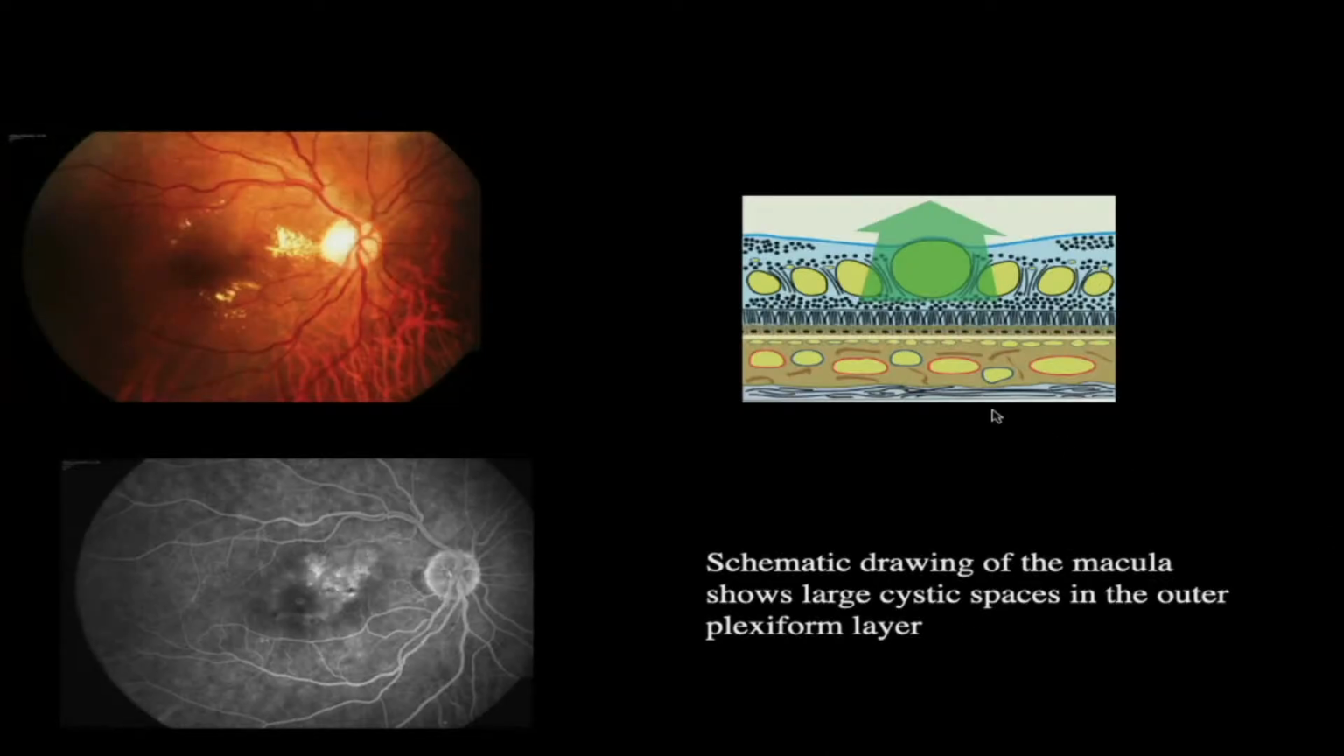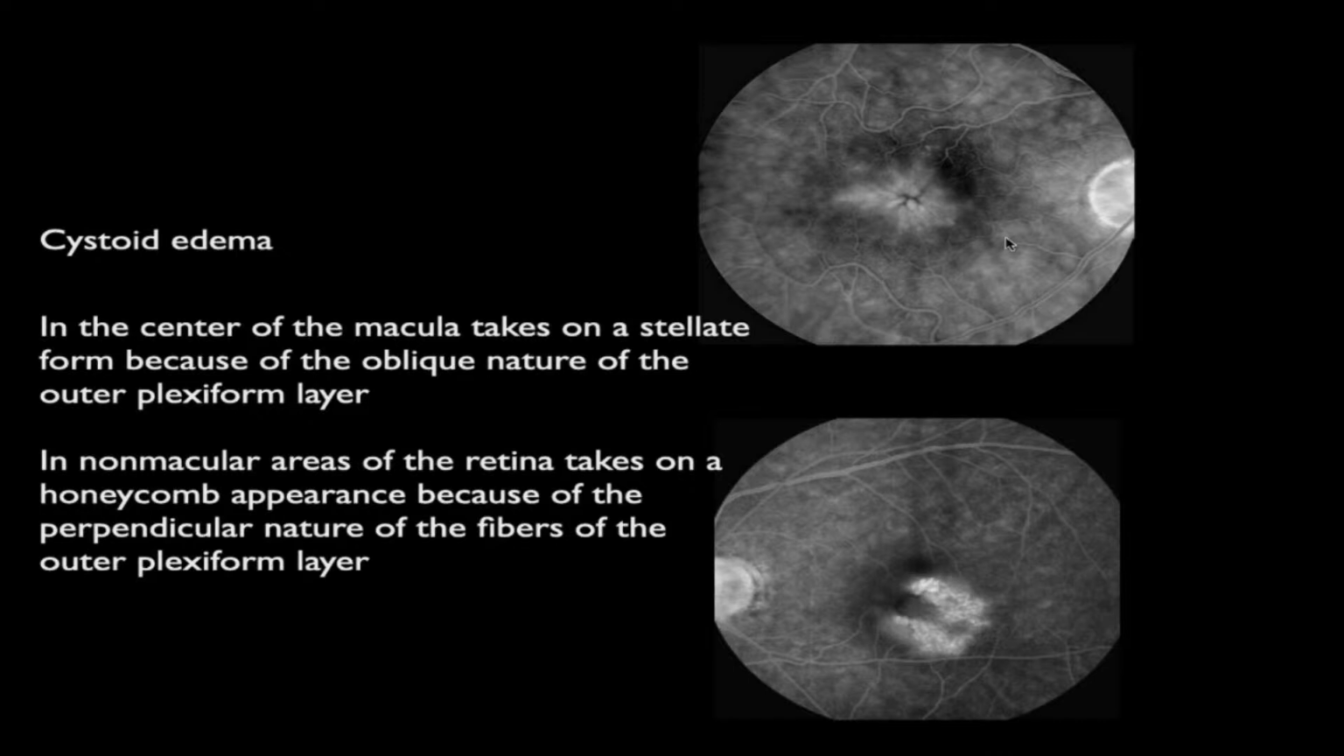This diagram shows us large cystic spaces, and these have a very typical configuration of showing up as hyperfluorescence as well, especially in patients with macular edema and diabetic retinopathy. Cystoid edema again has a very different configuration. You see that the configuration is different over here as compared to the second picture. You have a petalloid appearance when the edema is essentially at the fovea, and when it's parafoveal, non-center involving, it will be a honeycomb sort of appearance.